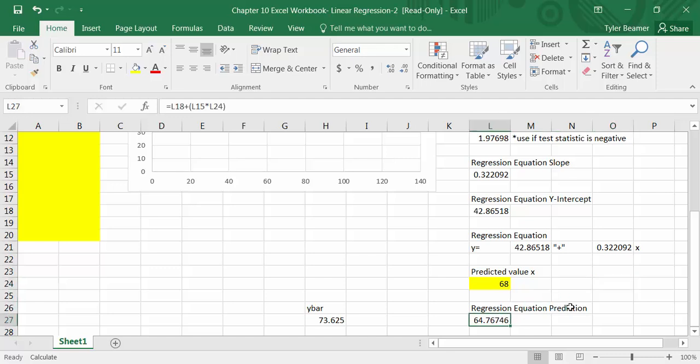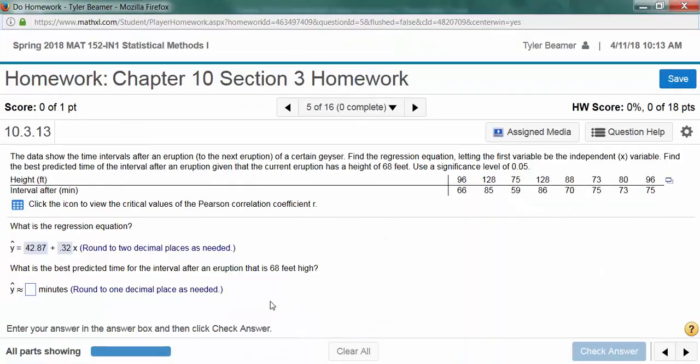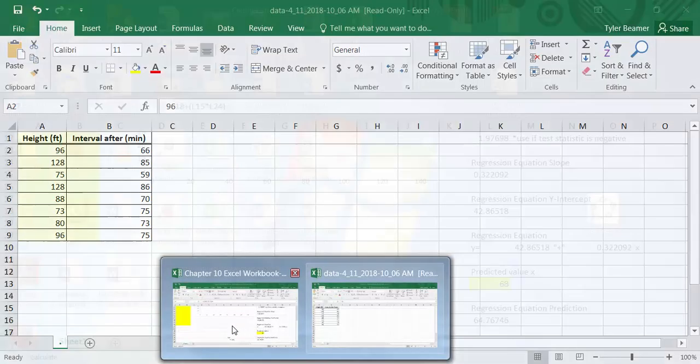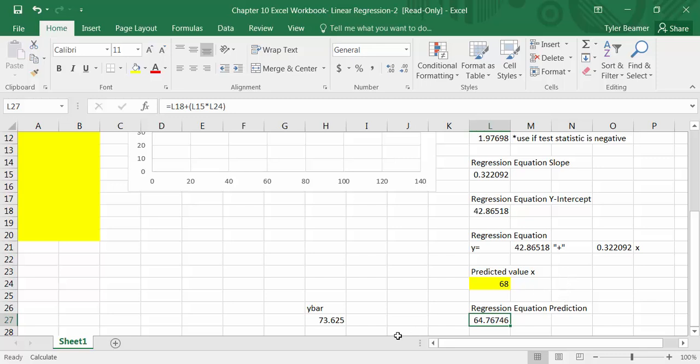And then notice that that will essentially plug this value of 68 in for x into this regression equation, and then this is the predictor that we found based off of the regression equation. So this is the predicted wait time until the next eruption if the previous eruption had a height of 68 feet. So then we would essentially be waiting around 65 minutes for the next eruption of this geyser. So that's what this is telling us. So let's see what we're rounding to here. Round to 1 decimal place. So 64.8.